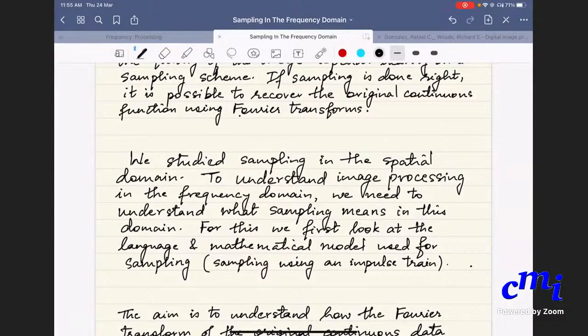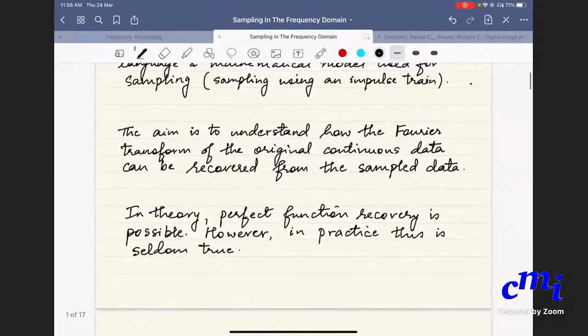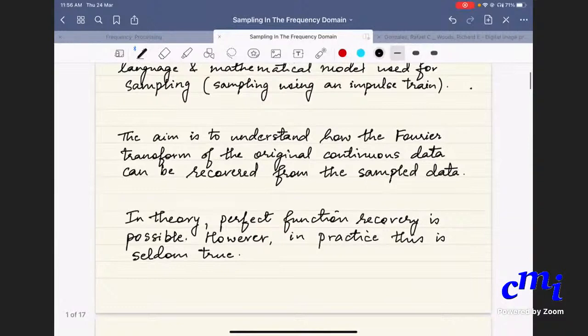For this, first we need to look at a mathematical model for sampling. This is called sampling using an impulse train. This is what I was talking about in the previous session. The aim of the study is to understand how the Fourier transform of the original continuous data can be recovered from the sample data. So you have your sample data, and from that you try to recover the Fourier transform of what would have been the original continuous signal. Once you have this Fourier transform, you can apply the inverse Fourier transform and get the original signal.